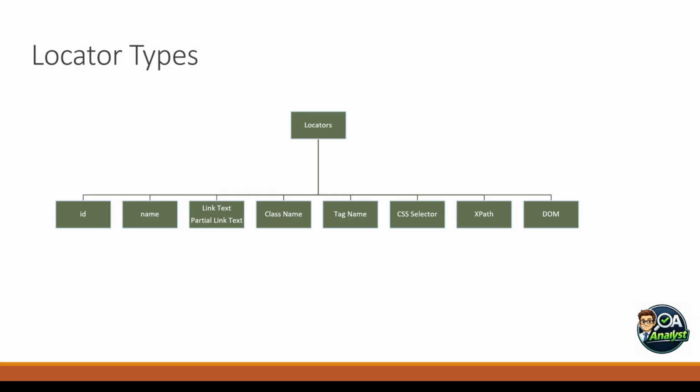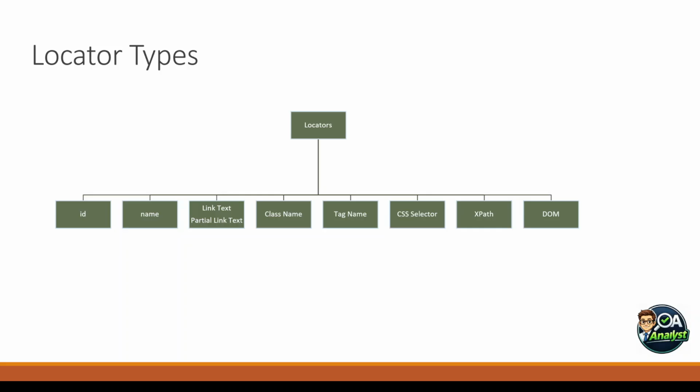Okay, similarly we have the name locator. Name is also useful, especially in forms. For example, inside the angle brackets, input name equals email. That kind of locator is a name locator. So if the ID is not available, mostly name is your second best choice.